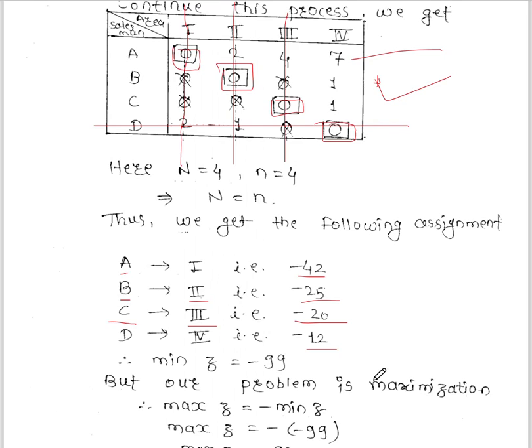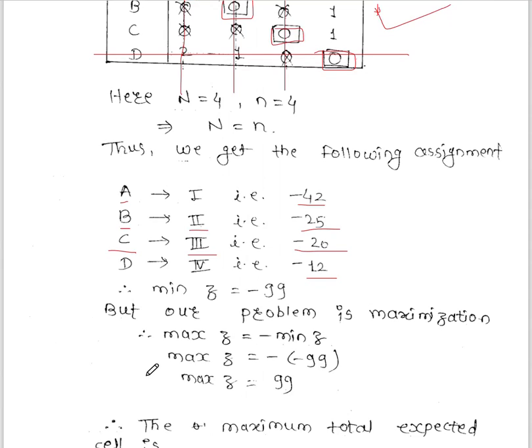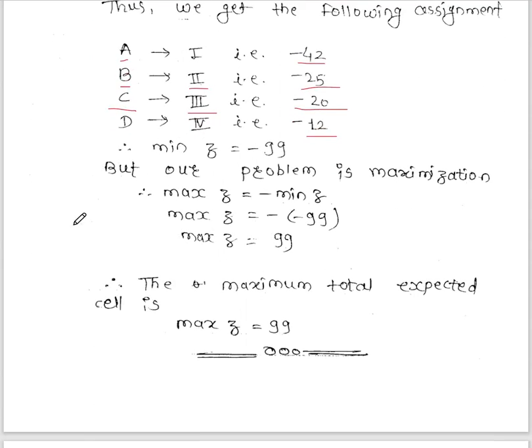Okay, so again we will convert this problem into the form of maximization. Our problem is of maximization, therefore maximum z equal to minus minimum z. Putting in this value, we get maximum z equal to 99, and hence we can say that the maximum total expected sale is maximum z equal to 99. Okay, so this is the complete problem of the maximal type of assignment problem.